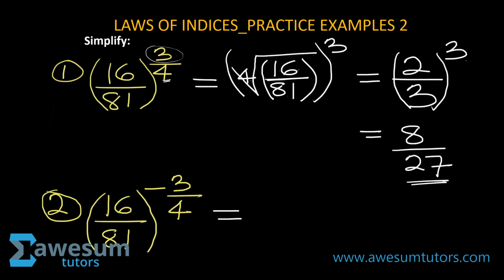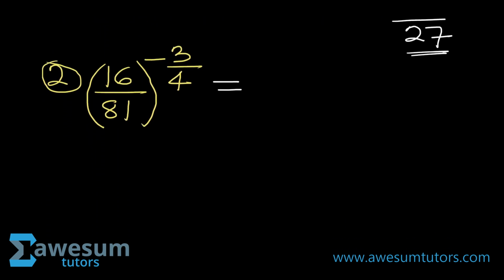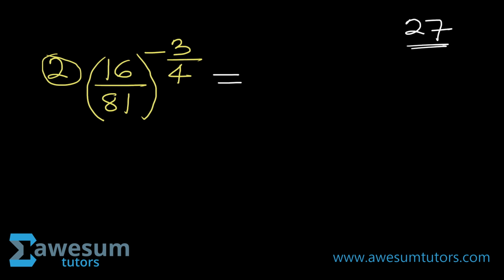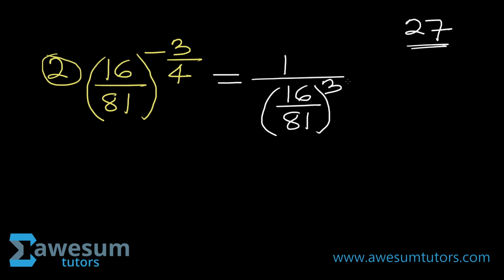Now, how do we solve this problem set? If you remember one of the laws of indices that we treated, the negative index, this negative right here becomes 1 over, now what is the base? 16 over 81 raised to the power of 3 over 4.